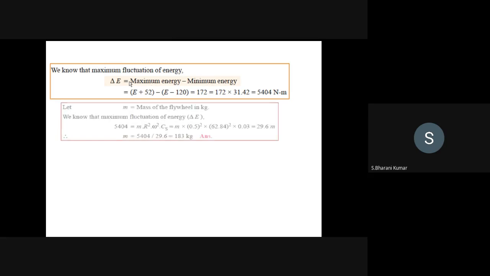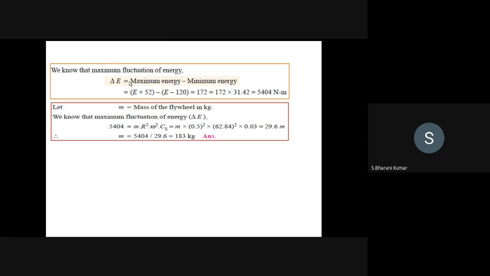Plus 172 into 31.42. The 31.42 comes from here. Understood? 172 into 31.42 is 5404 Newton meter. That's the fluctuation of energy, the maximum fluctuation of energy. The delta E value you get is the maximum fluctuation of energy. It's 5404 Newton meter.